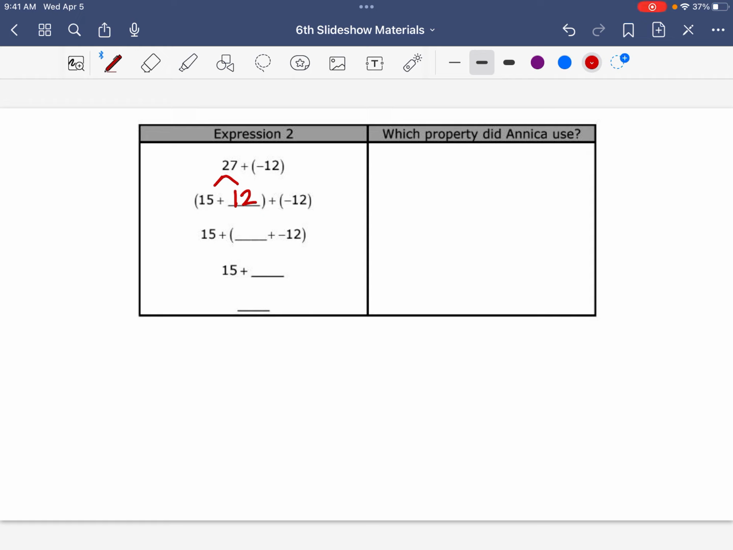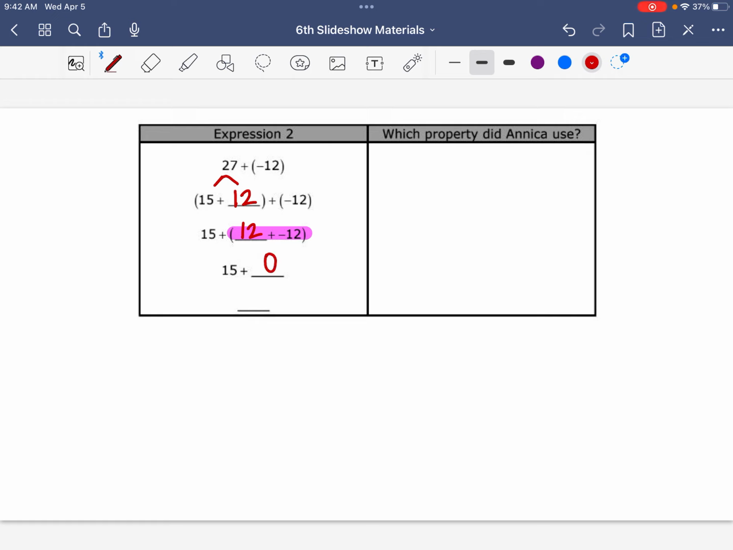And so then we look at our next row, because I have not changed anything yet. I see that where there were parentheses around 15 and 12, now there's parentheses around a blank, which I'm assuming is still my positive 12, and the negative 12. This is called our associative property. We're just grouping different things, putting parentheses around it. And I see that 12 and my negative 12, I know that that will make 0. And so 15 plus 0 will be 15.